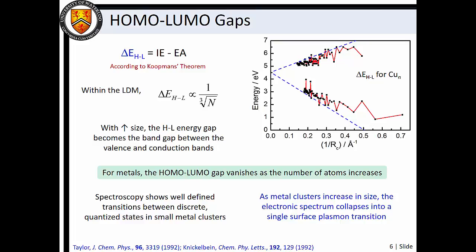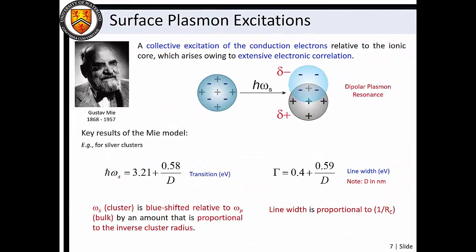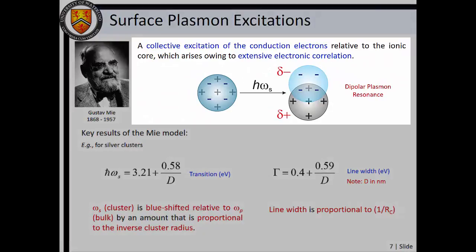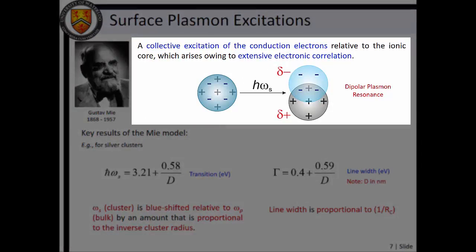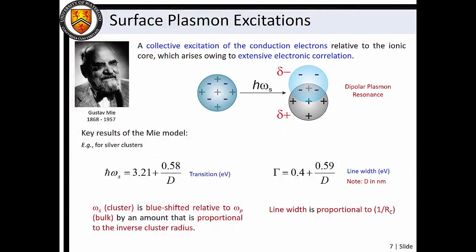Spectroscopic studies of small metal clusters confirm that their electronic structures consist of discrete quantum states. Furthermore, as cluster size increases, the structured electronic spectra of these species collapse into a single transition. However, rather than being associated with the HOMO-LUMO gap, this transition arises from surface plasmon excitation. Surface plasmon excitations are collective excitations of conduction electrons relative to the ionic core. This collective excitation of the electron gas arises due to strong electronic correlation.